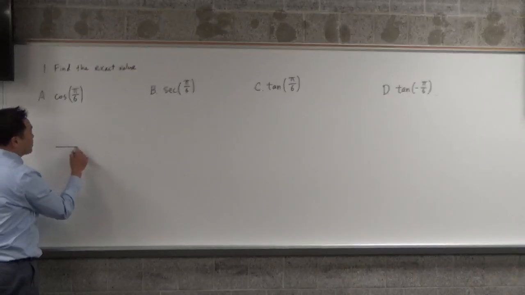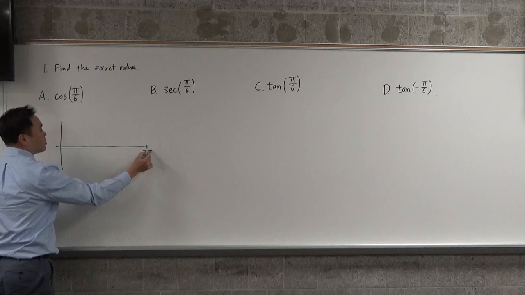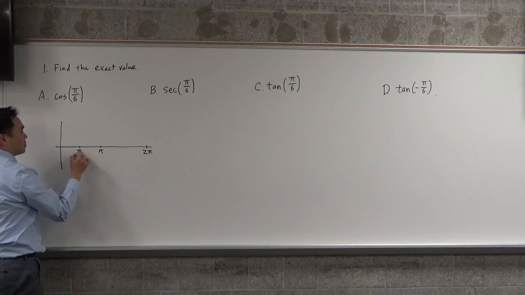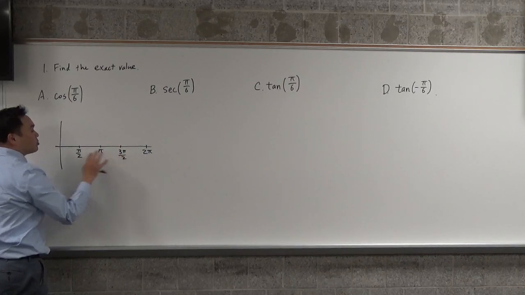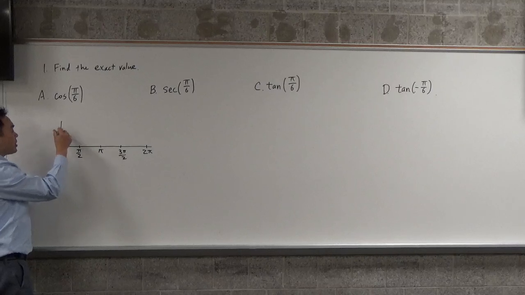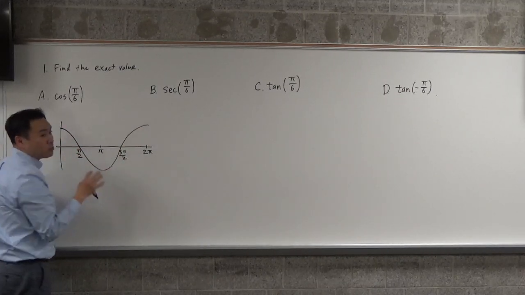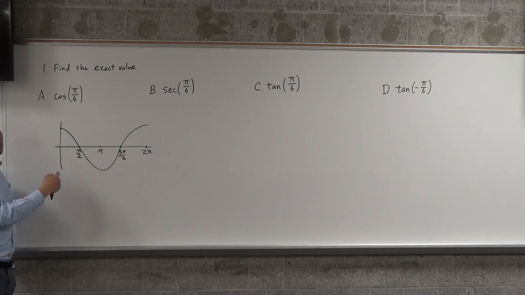First, draw the cosine graph. Now I'm going to draw this graph whenever I can, because you have to get used to it, and you should also try to draw this graph as many times as possible until this just becomes natural.